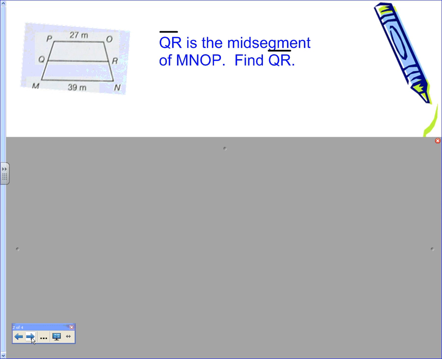So it tells us QR is the mid-segment. Yes, 39 and 27 are the lengths of the two bases. Any ideas how we'd find the length of QR? Add them up, divide by 2. So what would you get? Any questions here? Make sense? Okay.